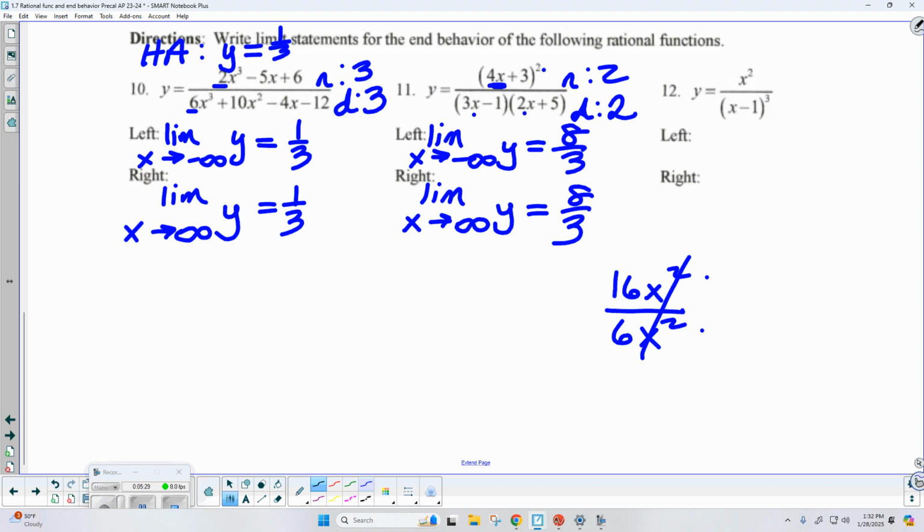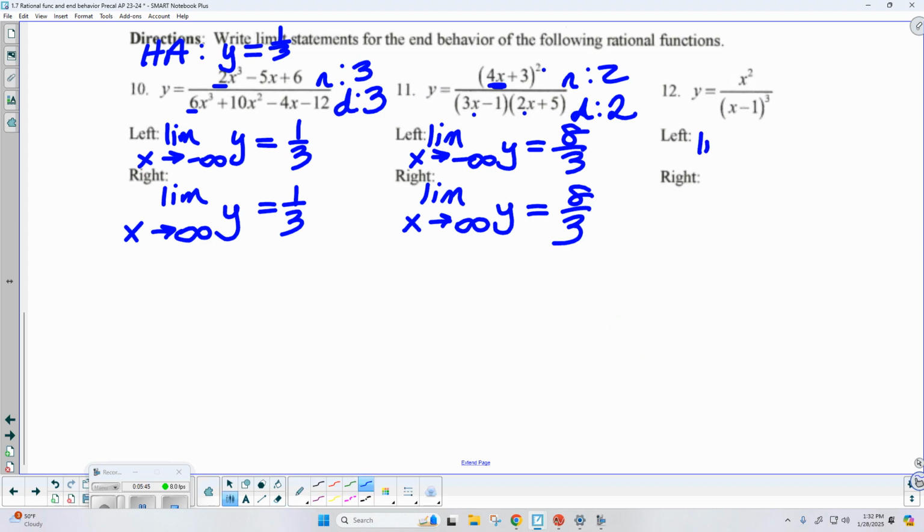Now, if you want to multiply the whole thing out, you're more than welcome to. I just don't think it's necessary. All right. How are we doing? Does it start to come back to us? Okay. And here is our last one.